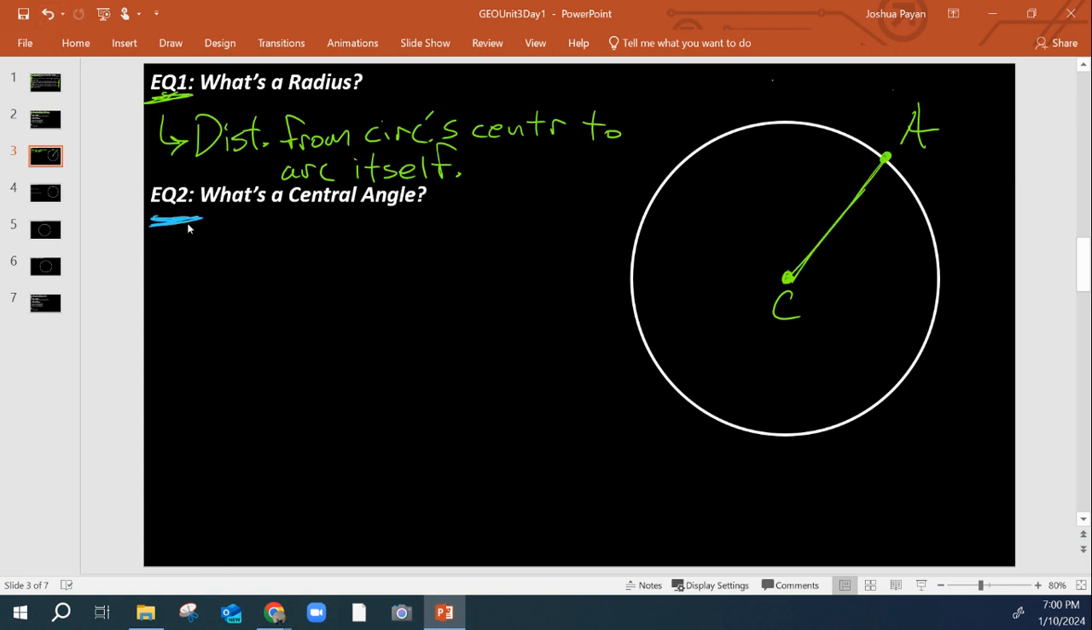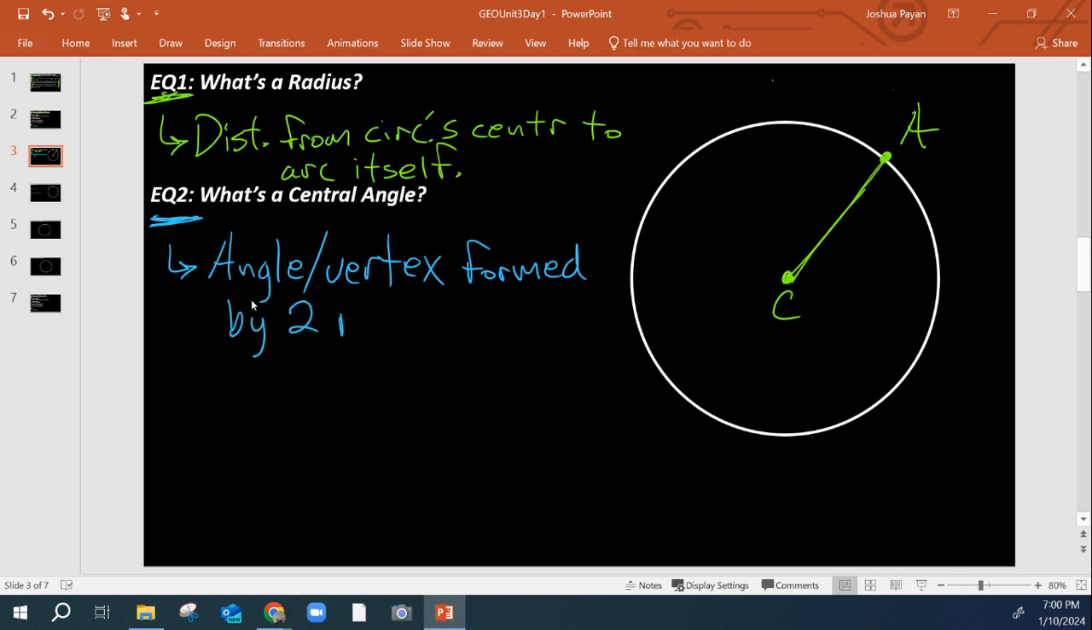Okay, so EQ2, what is a central angle? Well, a central angle is simply an angle. We'll say angle slash vertex. It's really better to say a vertex. An angle or vertex formed by two radii. Okay, in case you forgot, radii, that's plural for radius.